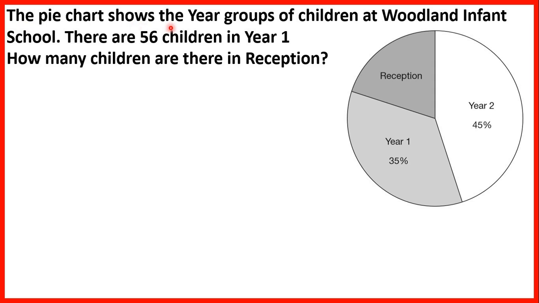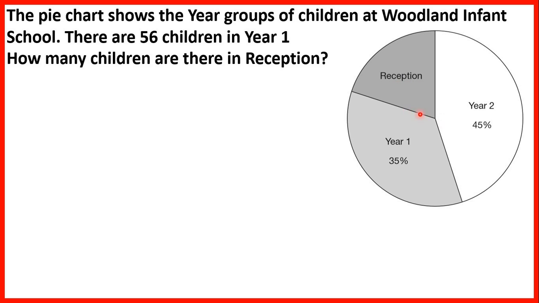The pie chart shows the year groups of children at Woodland Infant School. There are 56 children in year 1. How many children are there in reception? So we can see that there are 35% of the children in year 1, and that's 56 children. 45% of the children are in year 2, but we're not told the percentage that are in reception.